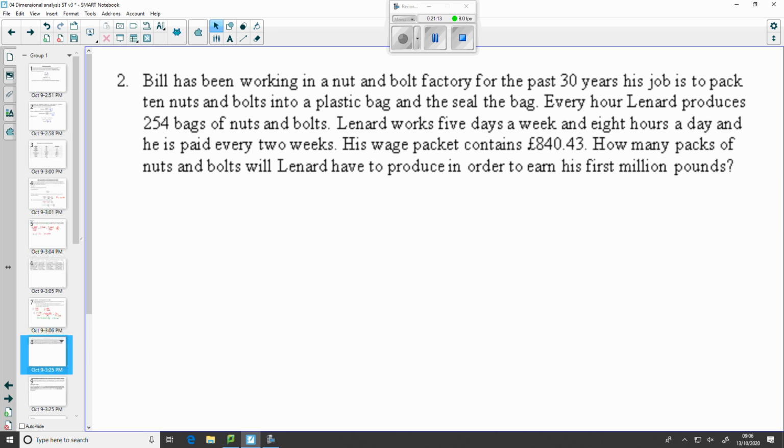How many packs of nuts and bolts will he have to produce in order to earn his first million? Has anybody noticed his name has even changed in that question? Okay, yes, copied straight out of a book, so there you go. Have a go and see if you can do that one. How long will he have to work in order to earn his first £1 million?